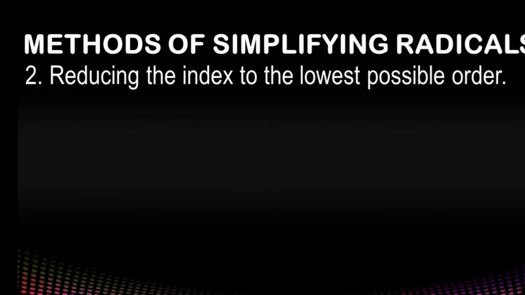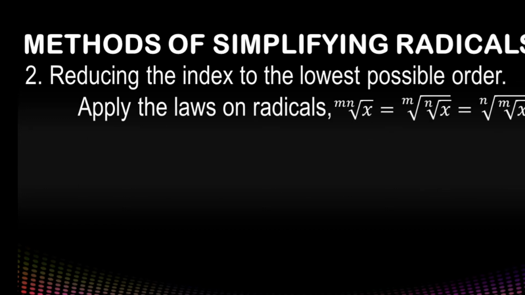Next is to reduce the index to the lowest possible order. In doing this, we apply the laws on radicals. The mth root of the nth root of x is equal to the nth root of the mth root of x. In other words, we can interchange the indices, or we can factor the index to simplify or to reduce the index to its lowest possible order.